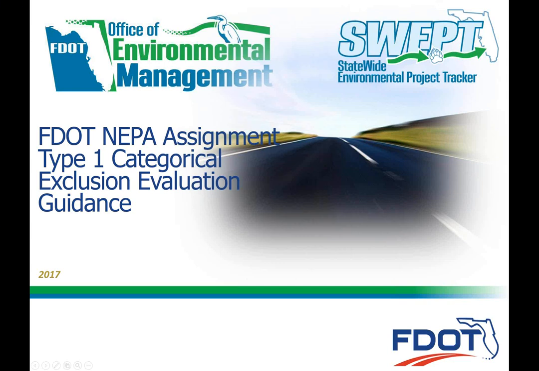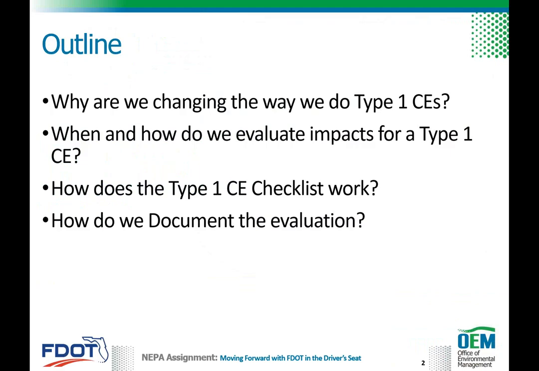Good afternoon, everyone. So I'm going to start off by discussing why we changed the form to begin with and why we're changing the process a little bit on how we do Type 1 categorical exclusions. I'm going to cover also a little bit on how and why we evaluate these impacts, how we go about doing that. We're going to talk a little bit about how the checklist works and, of course, how to document it.